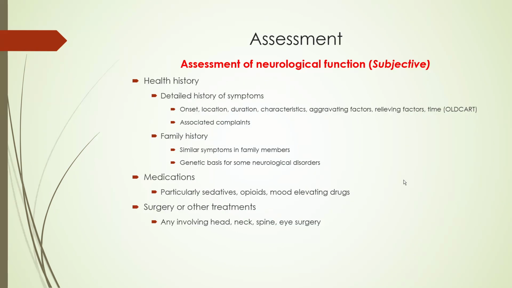Okay, so if we're going to do an assessment of neurological function, we'll first start with subjective. So we would need a detailed health history. So, history of symptoms. If we have a patient that comes in with a new neurological abnormality, we want to know what's been going on. So a very detailed history of the symptoms.